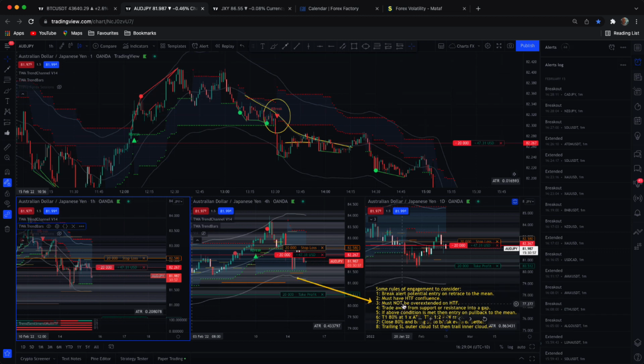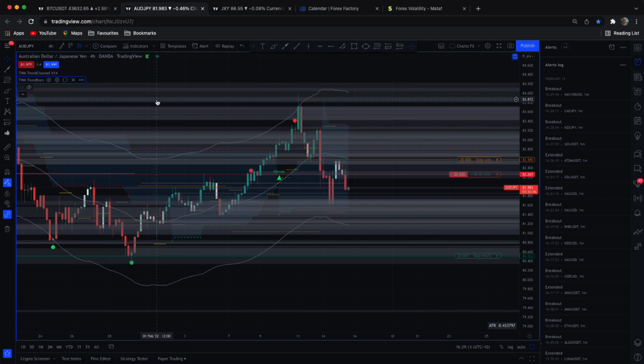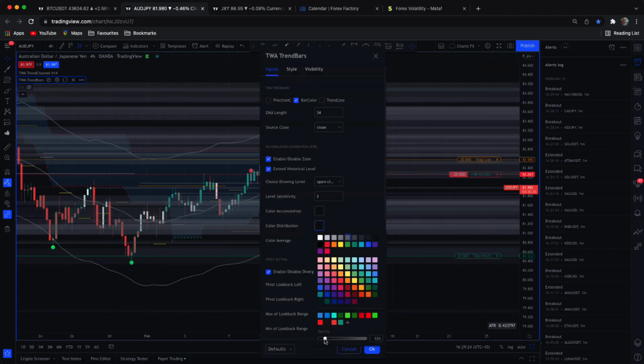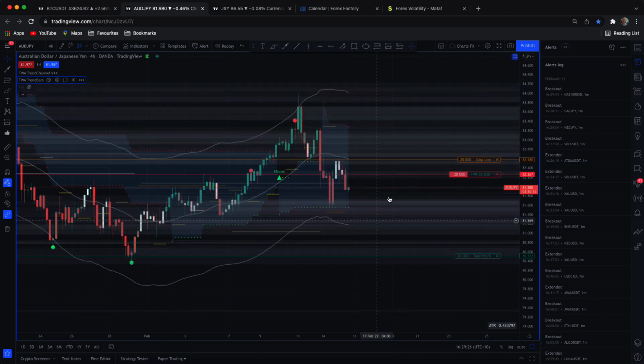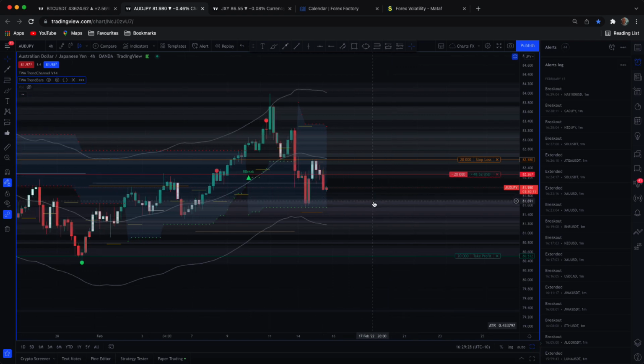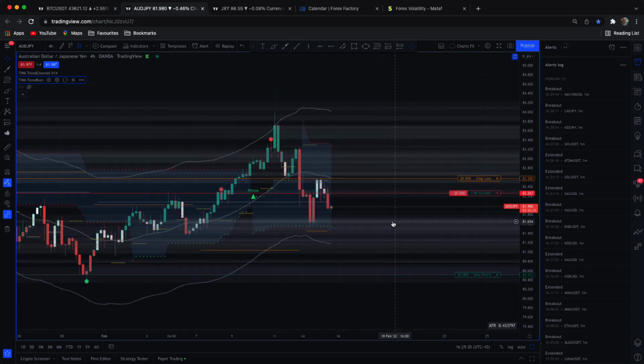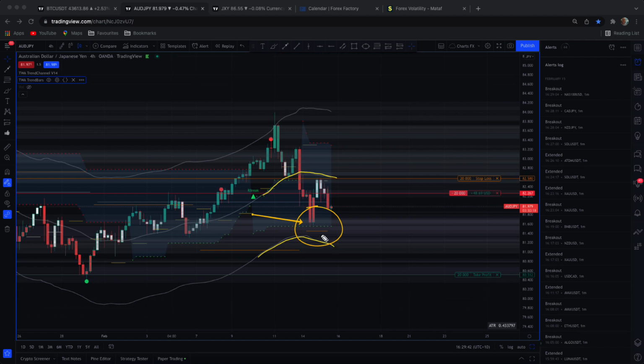Number 3, it must not be overextended on the higher time frame. So let's open it up on the 4 hour. I'll just back off these colors a little bit. Okay, it can't be overextended on the higher time frame. If we're looking for a bearish opportunity, overextended is going to be, see the mean here? This is overextended here. You wouldn't want to short. You don't want to sell here.